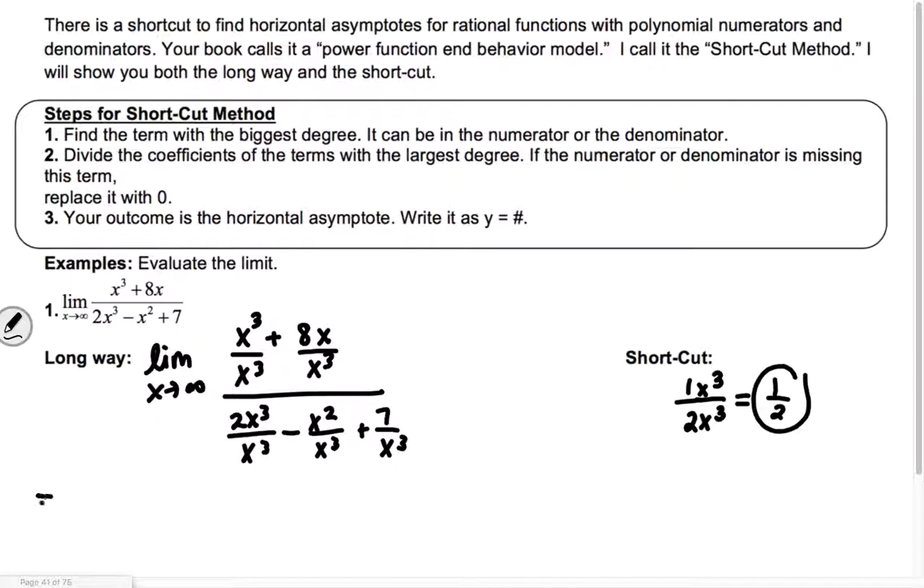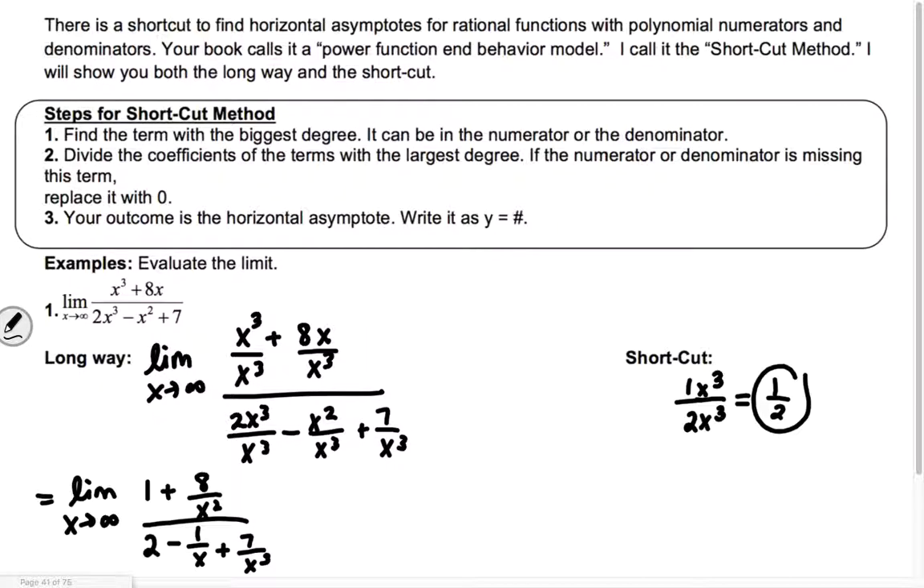And we start reducing, so this is equal to the limit as x goes to infinity of 1 plus 8 over x squared, over 2 minus 1 over x plus 7 over x cubed. Lots of writing. So we know with our limit laws that we can bring this limit into the numerator, into the denominator, into each individual thing. So we're finding the limit as x goes to infinity of each of these 5 pieces.